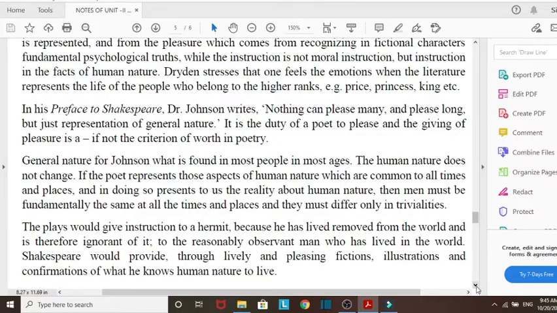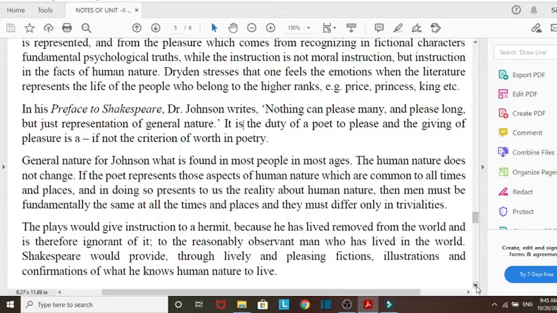So that is the most important thing that we should understand, and that is not a criterion according to Dr. Johnson, but it is a compulsory duty of a poet that he should please his readers. So that is most important.